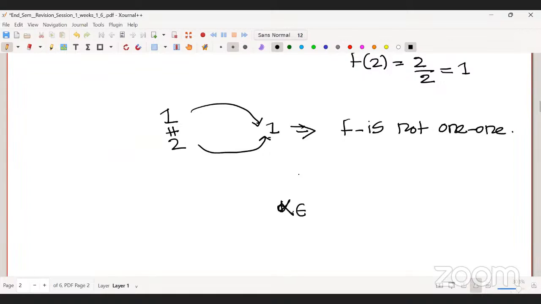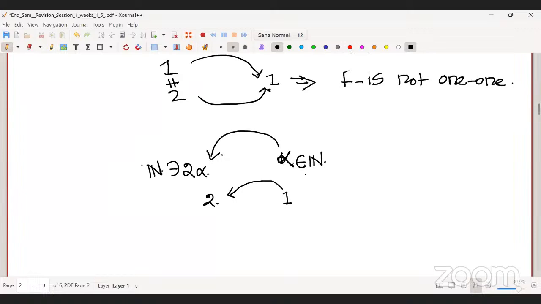Okay, so for that, you take this number, let's say alpha. You pick this number alpha in the codomain. Then alpha has a pre-image which is 2 alpha in the domain. So for example, if I pick 1, then the pre-image of 1 is 2, right? And the pre-image of 2 is 4.